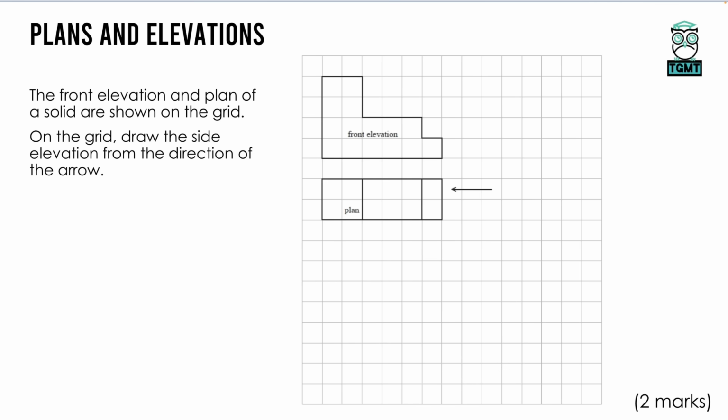Now for plans and elevations, this particular one is asking us to draw a side elevation, and that's from the direction of the arrow. So this shows the front elevation and it shows the plan. So the plan is from above and the front is from one of those directions. Now you don't need to draw this, but you can kind of imagine what this shape looks like.